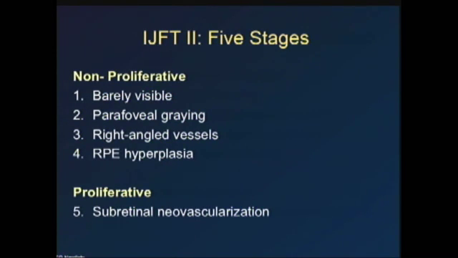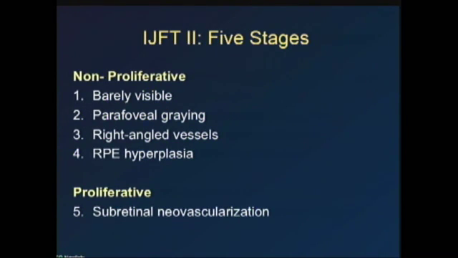First of all, you have a barely visible telangiectasis, then you start to have a little bit of foveal graying, and then the veins in the retina will start to migrate and have a right-angled course and proliferate inside the retina itself, deeper.